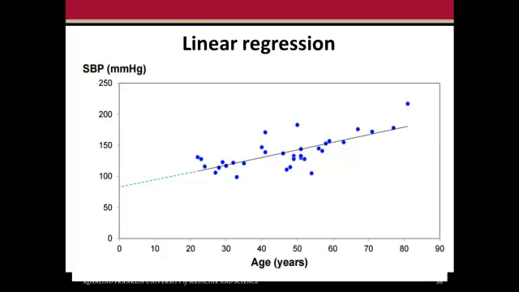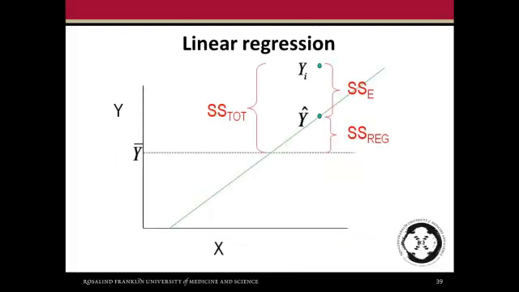You see that each of those data points, they don't all fall on the line. There's some variation associated with them. And the idea with a linear regression, I'll walk you through what this means. SS, of course, is representing the sum of squares across all of the data points.